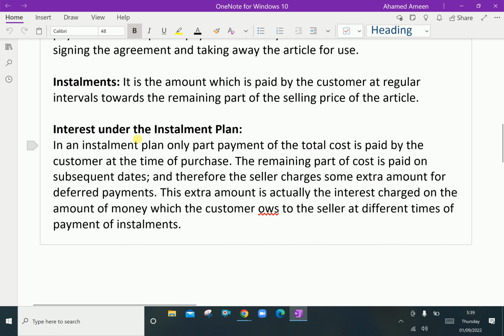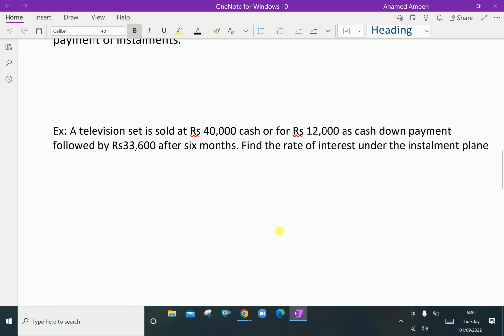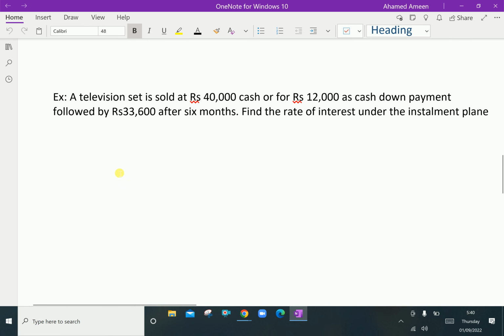Interest under the installment plan. In an installment plan, only part payment of the total cost is paid by the customer at the time of purchase. The remaining part of the cost is paid on subsequent dates, and therefore the seller charges some extra amount for deferred payments. This extra amount is actually the interest charged on the money which the customer owes to the seller at different times of payment of installments. Let us solve some examples to understand this concept.